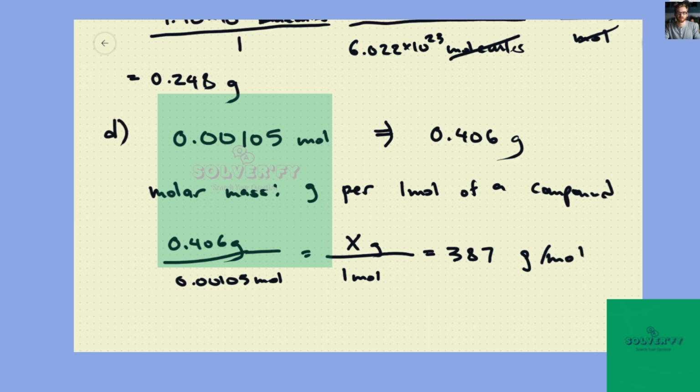And if you're curious, you can look up the molar mass of cholesterol, and it turns out that it does in fact have a molar mass of 386.65, which is very close to our number that we got before we rounded it up. So that's the problem.